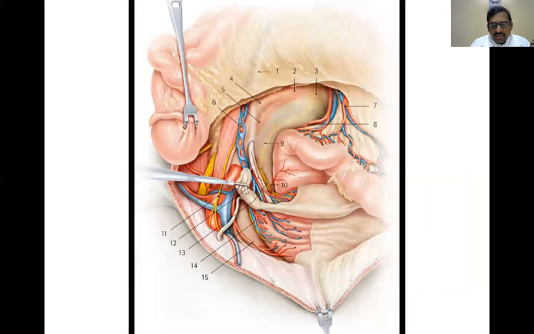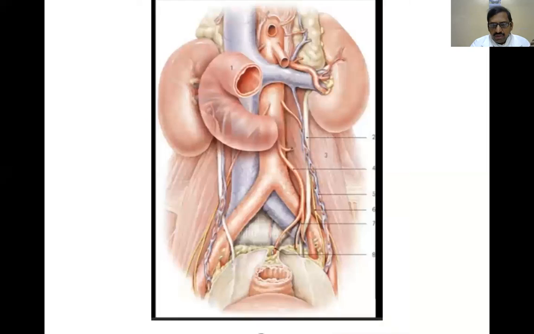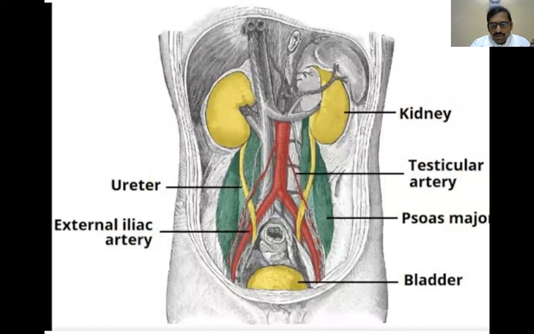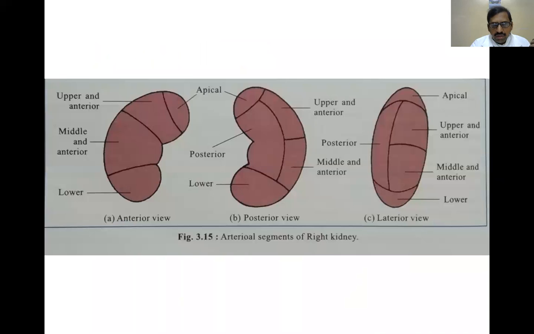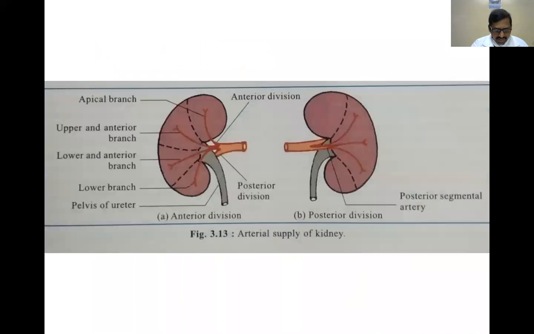These are all the relations. These are the points related to today's topic, that is the kidney, ureter, and posterior abdominal wall.